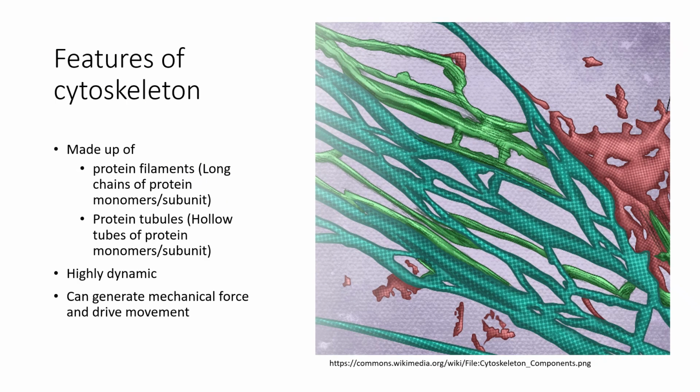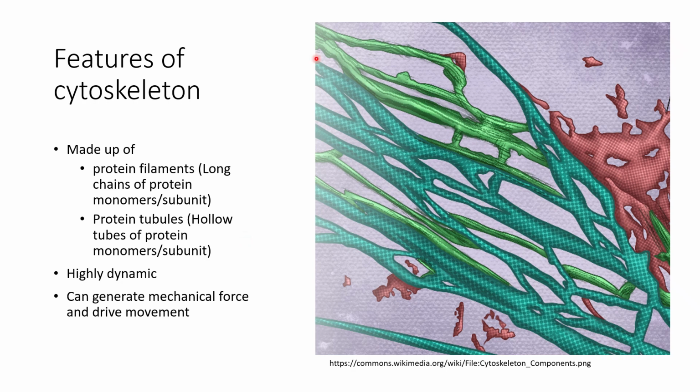And finally, some features of cytoskeleton. They are made of protein filaments, which are long chains of protein monomers, and also protein tubules, which are hollow tubes of protein monomers. And cytoskeleton is highly dynamic in nature. It continuously changes its shape, size, and organization in response to environmental signals or the cell's need.